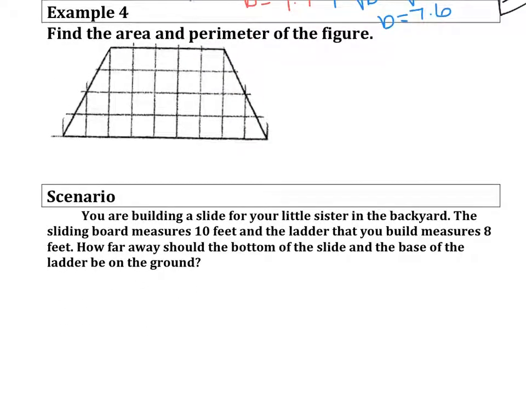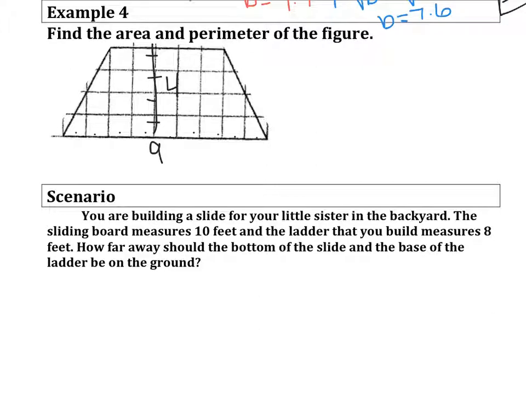So let's take a look at this trapezoid. We first will count the base. So when we count over, we can see the base is 1, 2, 3, 4, 5, 6, 7, 8, 9 units. The height, straight up and down, is going to be 1, 2, 3, 4 units. So we could actually find the area already.